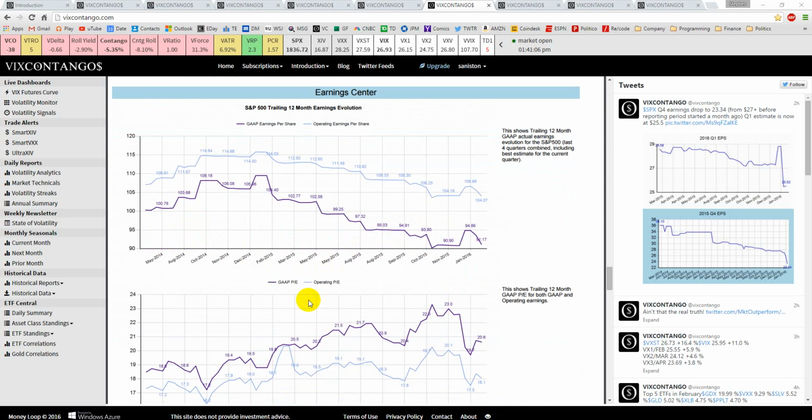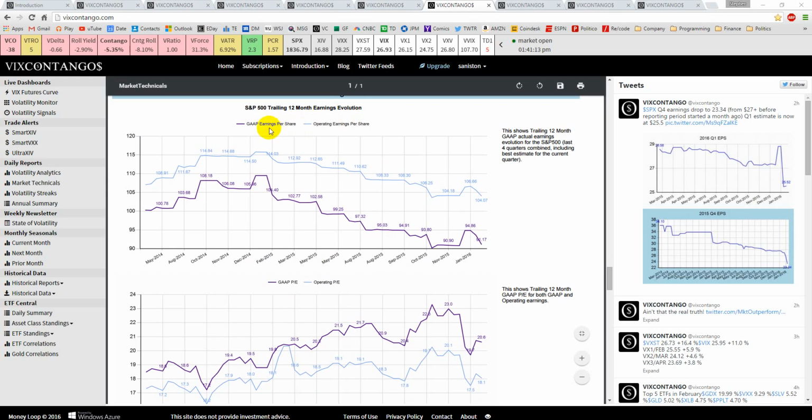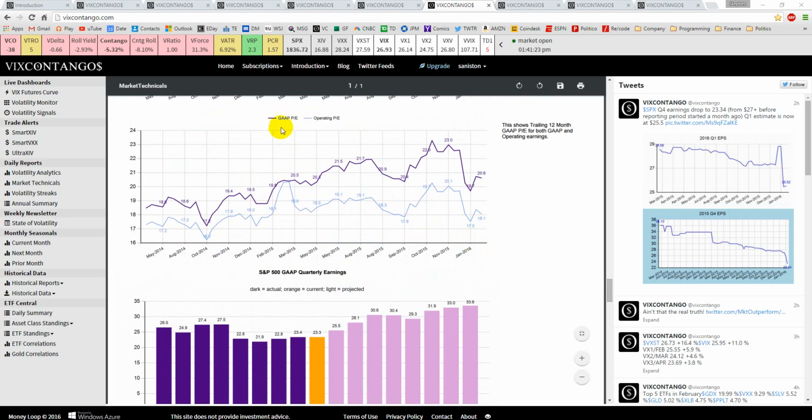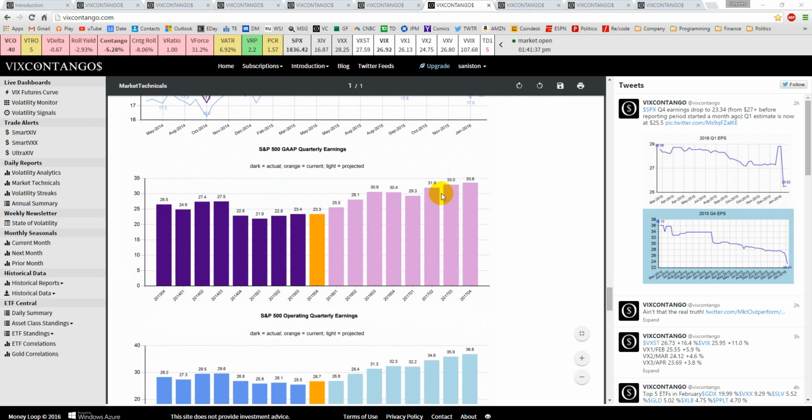Next up, we have some more earnings charts here. Again, this is a bigger view of the earnings evolution chart. It shows you the GAAP earnings per share and the operating earnings per share for a longer period of time here. So you get a longer period to look at and see how earnings have been declining for a while. You also get to see the GAAP P/E versus the operating P/E. You get to see how the P/E has been increasing over time and has sharply come down over the past month. And then you also get to see the operating P/E here.